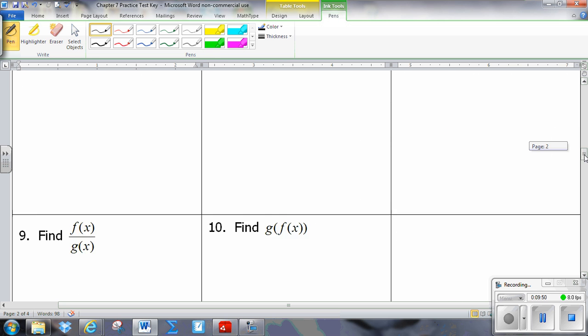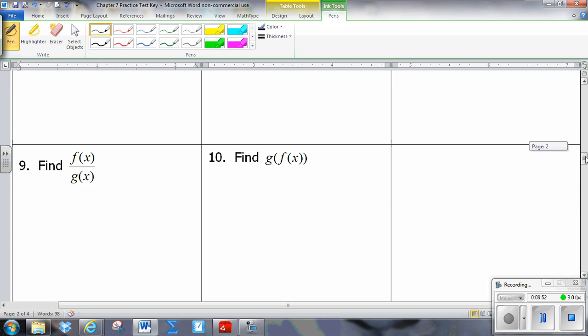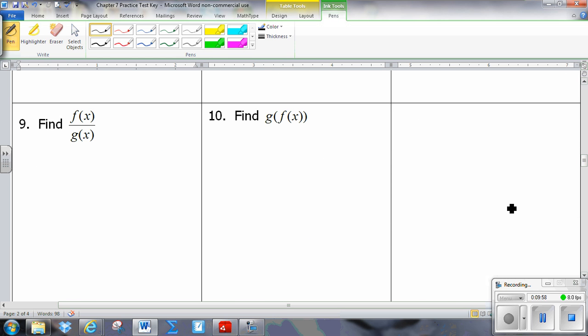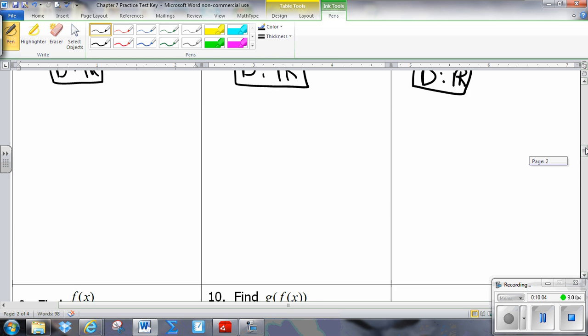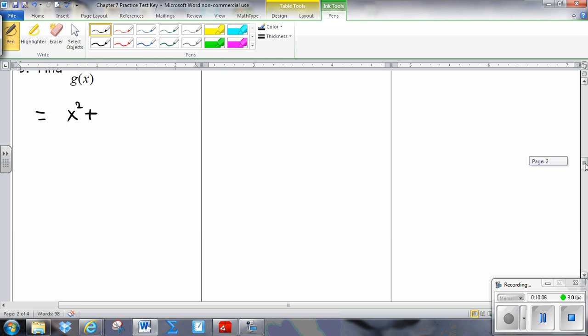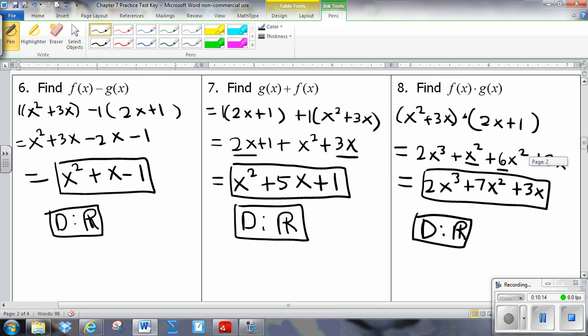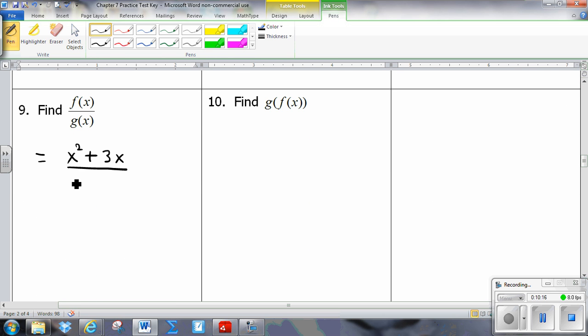Okay, so we're on number 9. f of x over g of x. So f of x is x squared plus 3x, so x squared plus 3x over 2x plus 1. X squared plus 3x is your f of x. And I think it was 2x plus 1, but let me double check. Yep, 2x plus 1. Bottom is 2x plus 1.